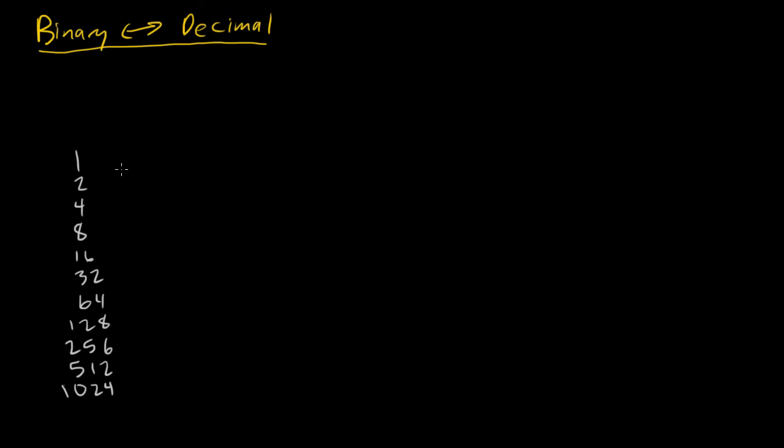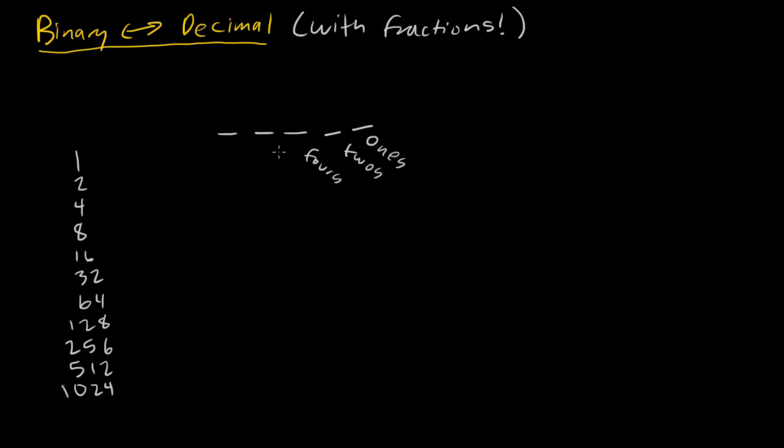If we want to deal with fractions, okay, what to do? Let's take a look. As before, we have our places. So we have our ones, our twos, our fours, our 16s, and our 32s. We also have in binary, if we're dealing with fractional numbers, a little dot here.